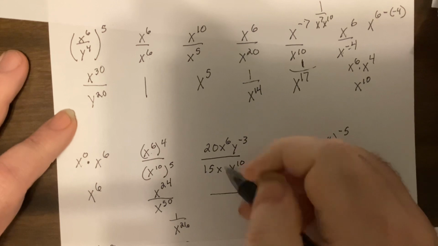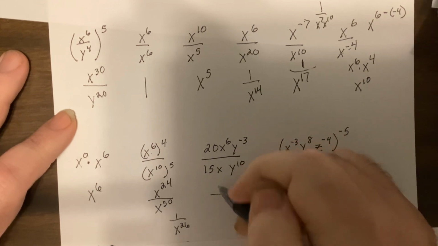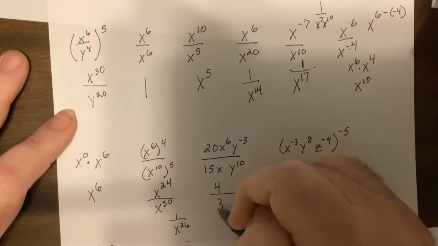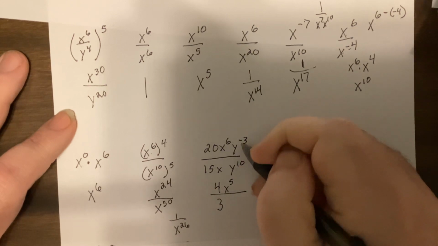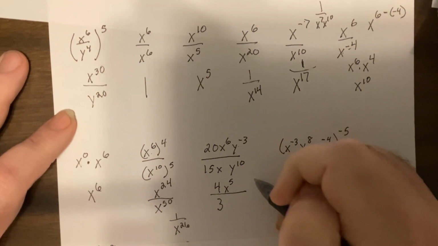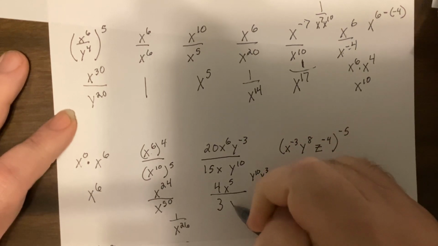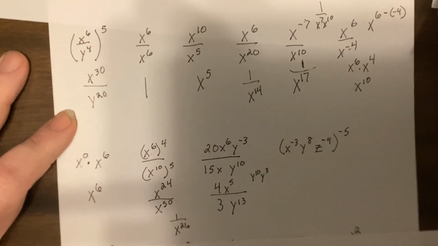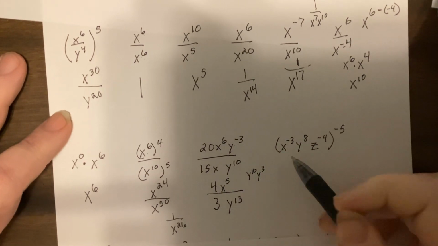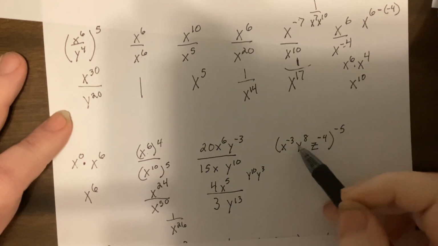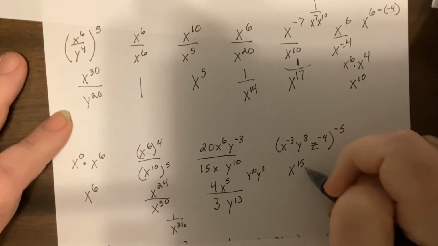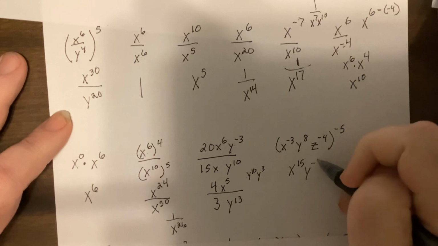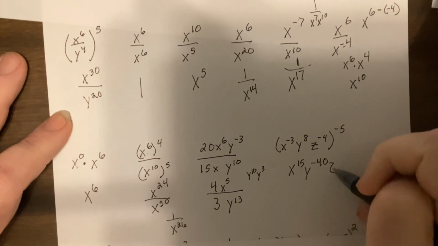This one, reduce the fraction, so that would be 4/3. That'd be x to the 5th. Bring this down, so it'd be y to the 10th, y cubed on the bottom, so it'd be y to the 13th. This one, when you have a product raised to a power, you raise every term to that power. So it'd be x to the 15th, y to the negative 40, z to the 20.